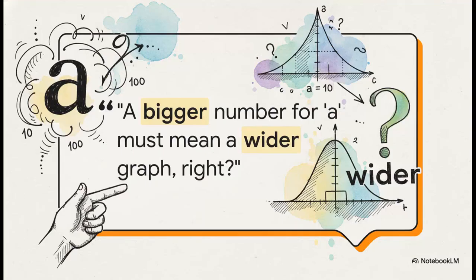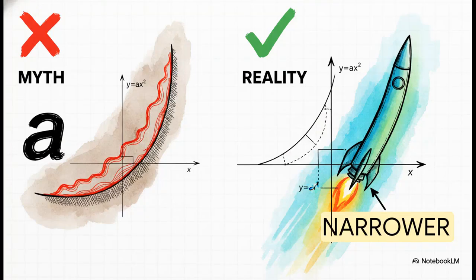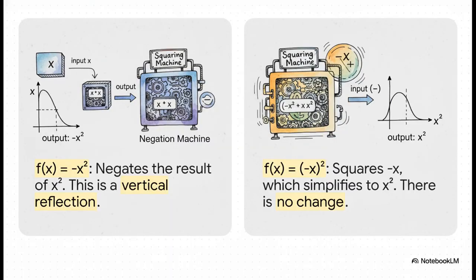Okay, this is without a doubt the number one misconception. It just feels intuitive, doesn't it? A bigger a value like 10 should make a bigger, wider graph. It just sounds right. But it's actually the exact opposite. A large a value multiplies those y values by a ton, which makes the graph get super steep, super fast. It shoots up like a rocket. And a steeper graph is always a narrower graph. Please remember that.